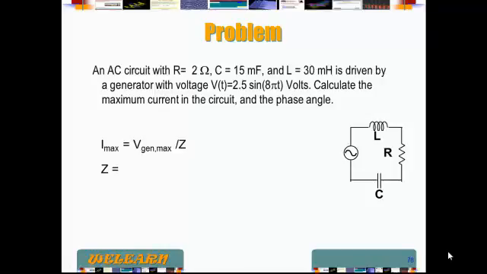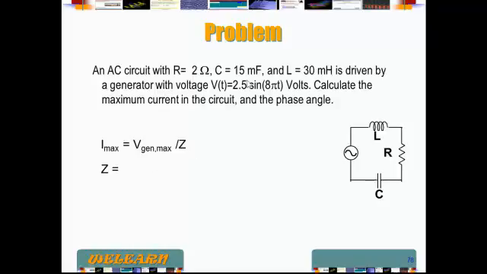In this question, they give us an AC circuit with an R, C, and L that are given, and we are given the generator voltage, which is 2.5 sine of 8 pi t. They are asking us to calculate the maximum current in the circuit and the phase angle. I already wrote the expression that we need to use to find I max. It is V gen max over Z.